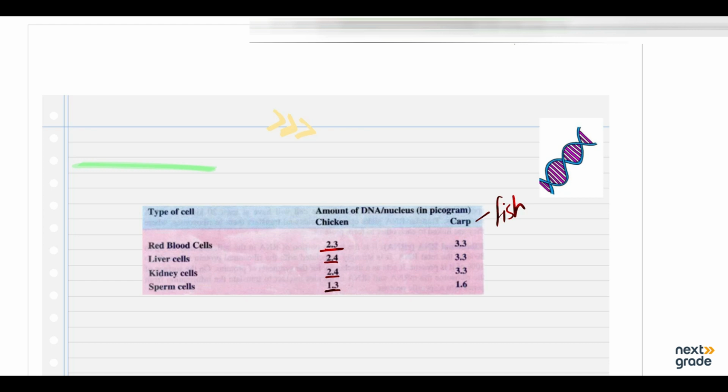If we move on towards the carp, a type of fish, here the red blood cell is 3.3, the liver cell and the kidney cell are the same, however the sperm cell is 1.6, right? So this one is an important table that you need to memorize. MCQs do come from it. So you need to memorize this well. Do memorize these figures, right?